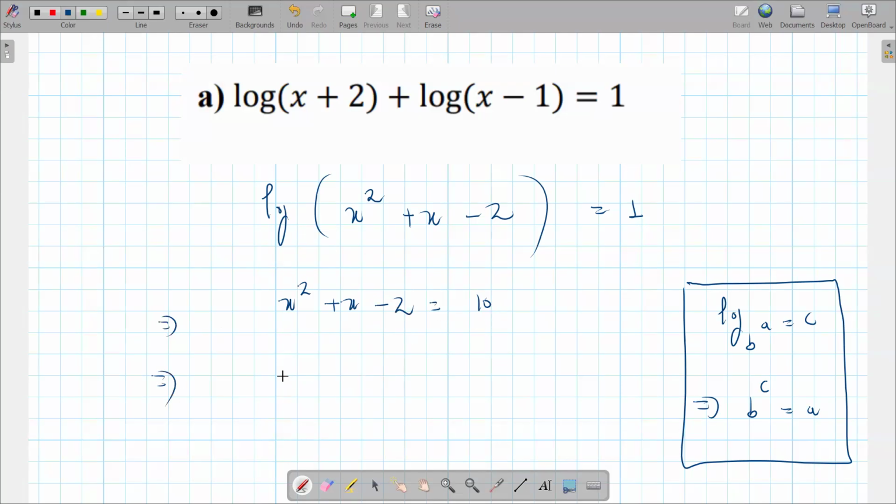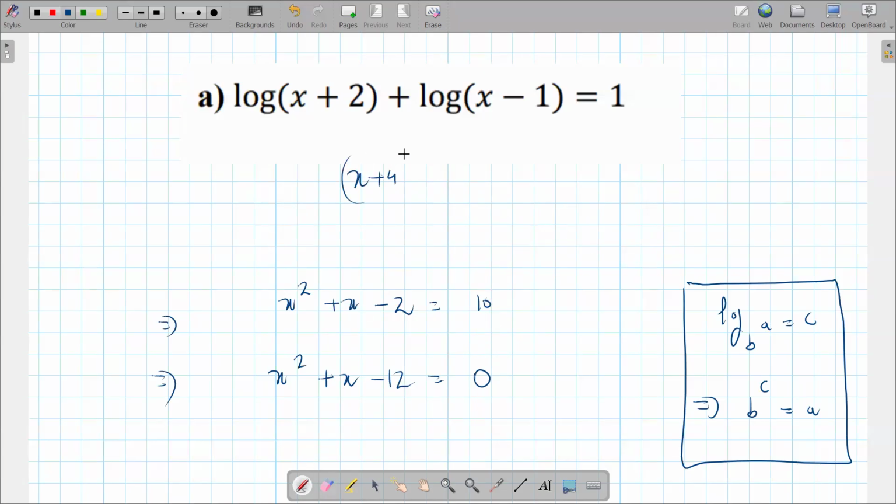Now move everything to the same side. We're just dealing with a quadratic. Okay, do these numbers exist? Multiply to negative 12 and add to positive 1. Do those numbers exist? Yes. So then you have x plus 4, x minus 3 equals 0. So therefore x is negative 4 or it's positive 3.